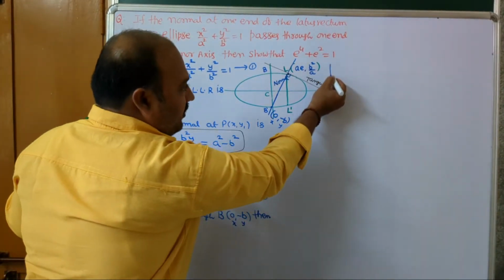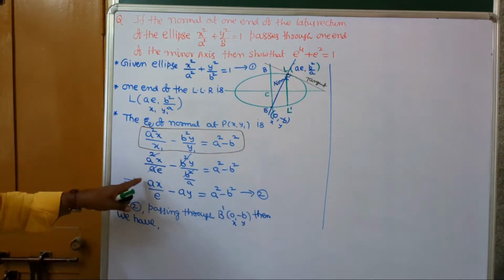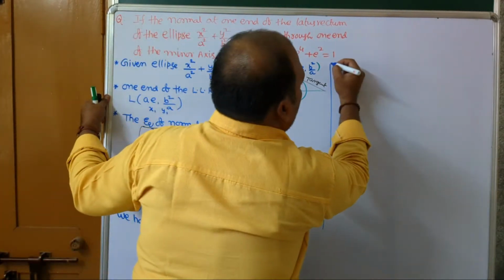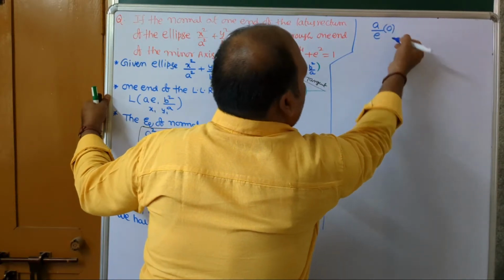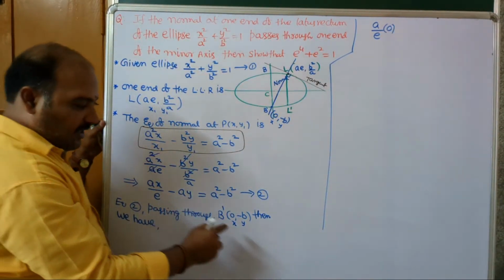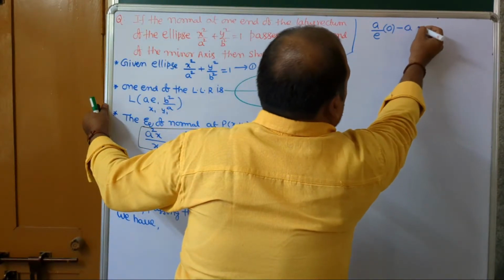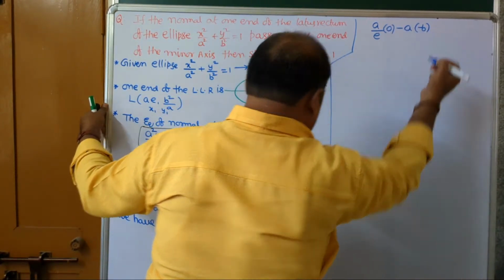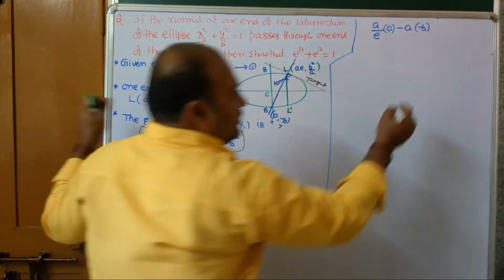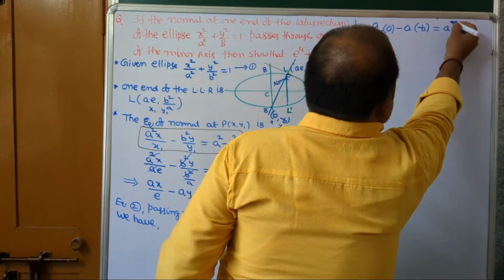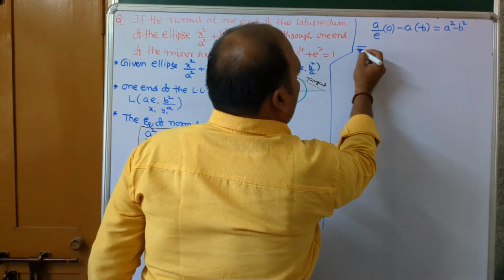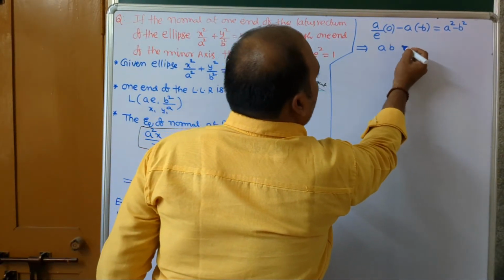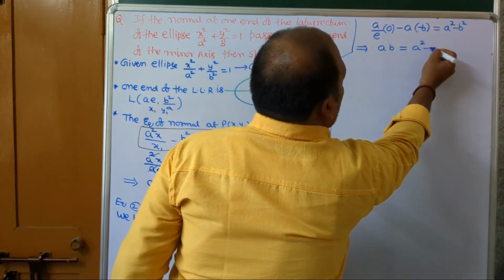So a by e into x, a by e into 0, minus a into the y value, minus b, is equal to a square minus b square. So 0 times anything is 0, and it becomes ab equal to a square minus b square.